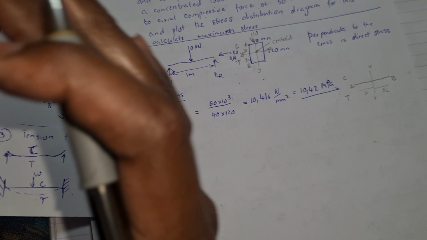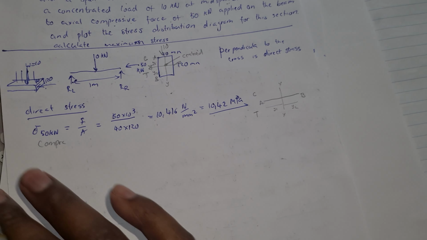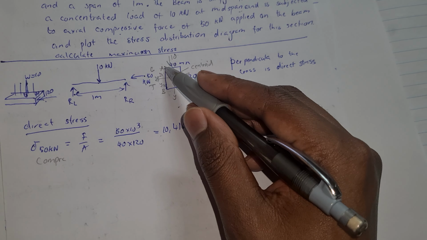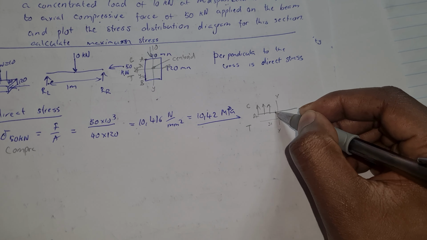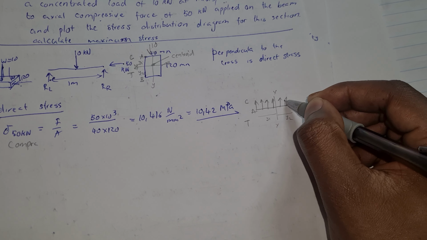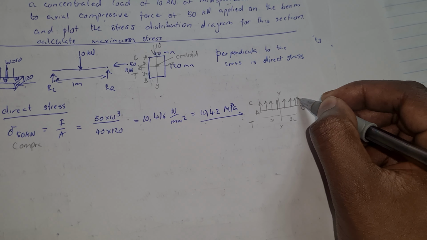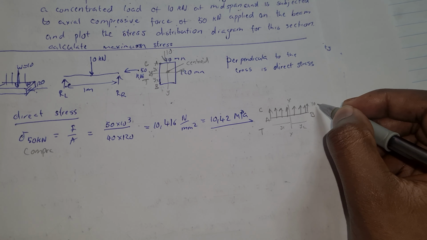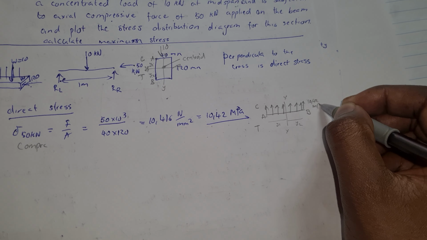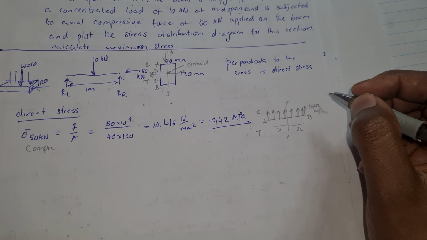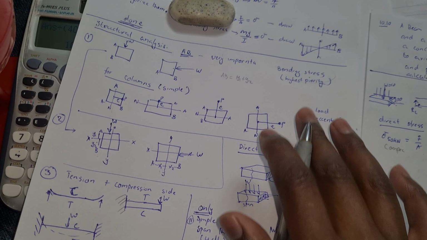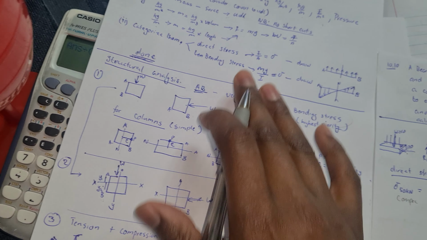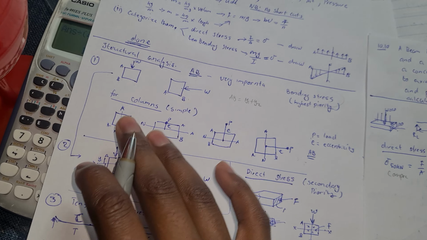So direct is just squeezing in, pressing in. That means it's contractive throughout the A and B. That means we have something like this throughout A and B. So we have something like this. We have what? 42 MPa, right? And it's compressive. So we are done with the drawing. Then number 2, we go to what? Bending stress.